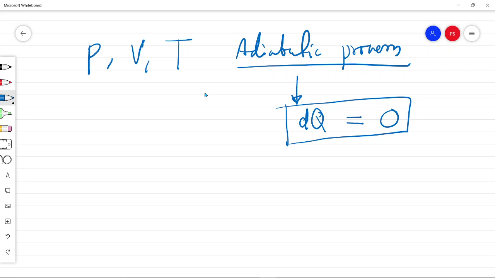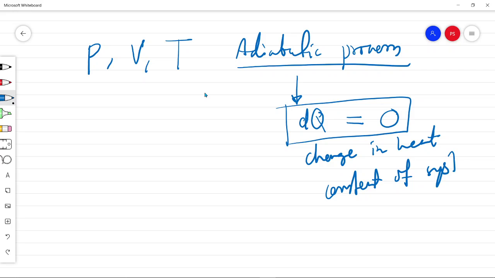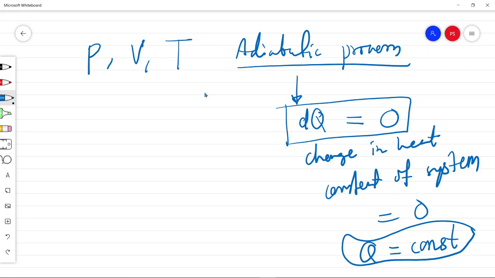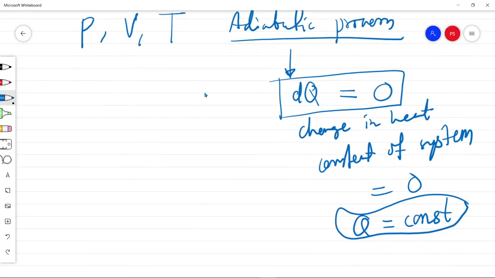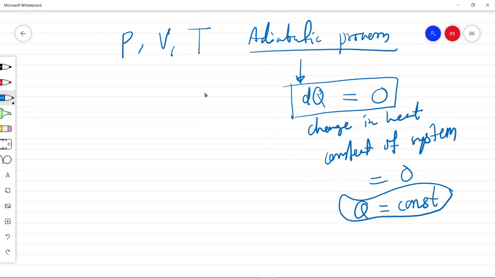Thus, the change in heat content of the system is zero, or the heat content of the system is constant. For such a process, we will derive a relation involving these variables: pressure, volume and temperature.